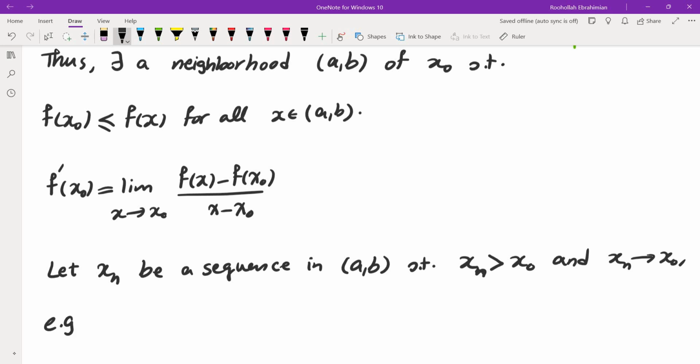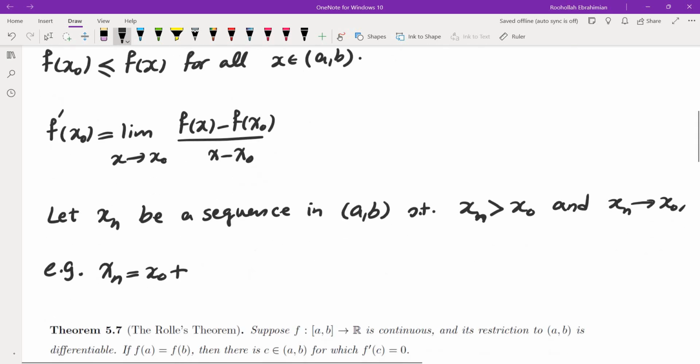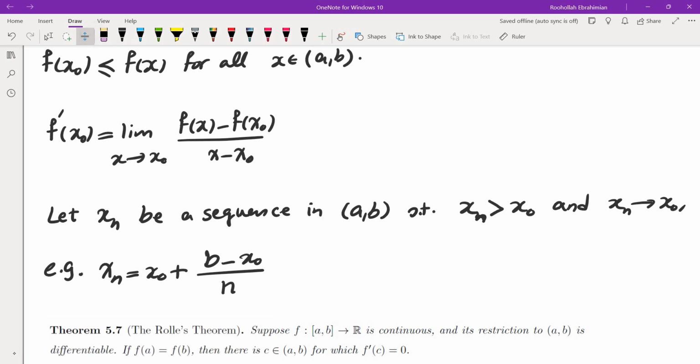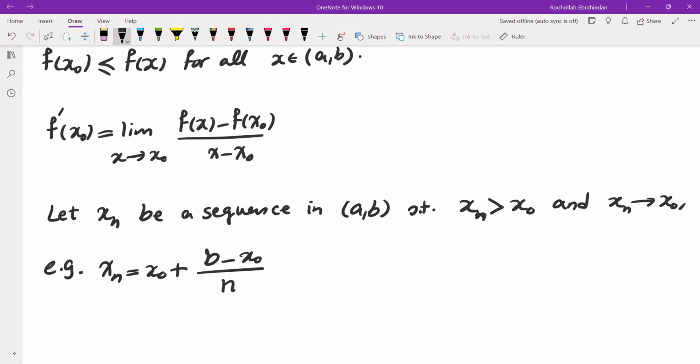For example, you can take xn to be x naught plus (b minus x naught) over n. If you take this sequence, as n approaches infinity, this approaches x naught, and it is clearly greater than or equal to x naught, and less than or equal to b.